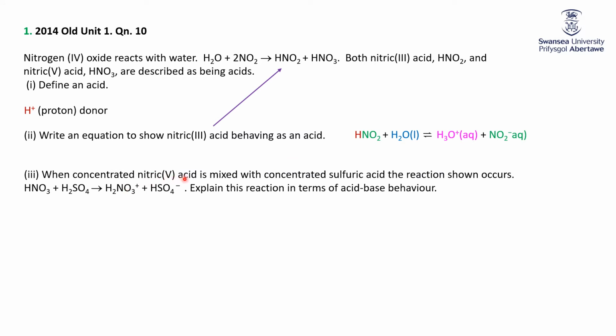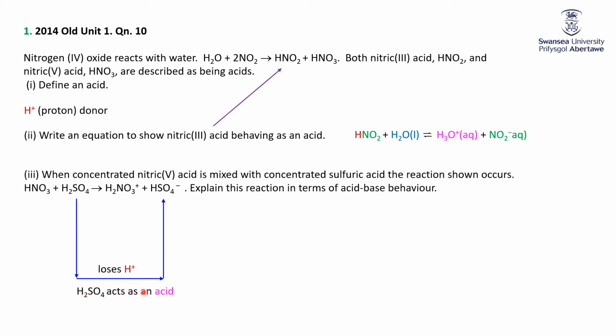When concentrated nitric(V) acid is mixed with conc sulfuric acid, the reaction shown below occurs. This is the reaction that's associated with the nitration of aromatic compounds, if you've got that far yet. Right now, we don't care about aromatic compounds. We just need to explain it in terms of acid-base behavior. So let's look at what we have here. The sulfuric acid, H2SO4, obviously becomes the HSO4-, so it loses an H+, which means it's going to be acting as an acid. Both of these are strong acids, but H2SO4 is a stronger acid.